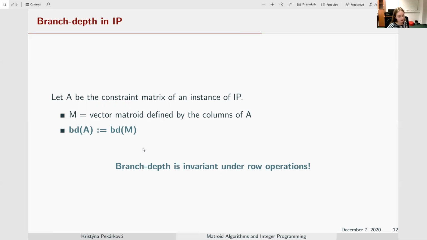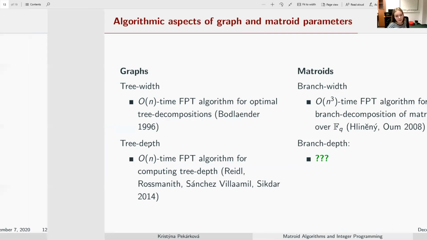So all the matrices that are row equivalent actually have the same underlying matroid, and this means that also the branch depth, as it depends on the matroid, is the same for all matrices that are row equivalent, and the branch depth is invariant under row operations. So actually the branch depth parameter is the one that helps us to overcome the drawback of the tree-depth parameter.